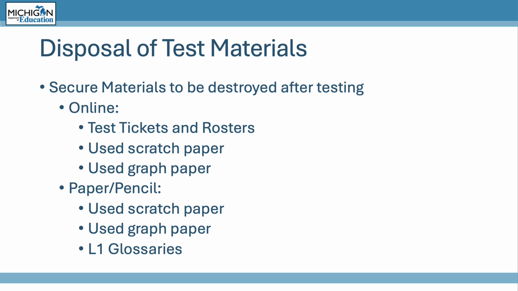Paper/pencil schools have more secure materials than online testing, of course, but as far as secure materials that need to be destroyed, then we're talking about the used scratch and graph paper, L1 glossaries, that means the first language glossaries used by students learning English. All of the rest of the secure materials in paper/pencil testing have to be returned to the scoring contractor.